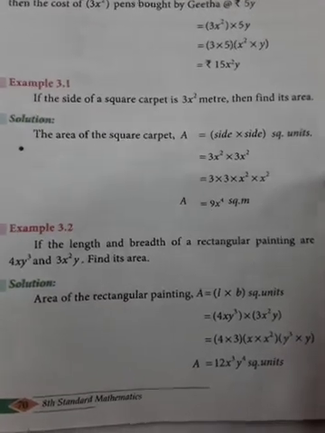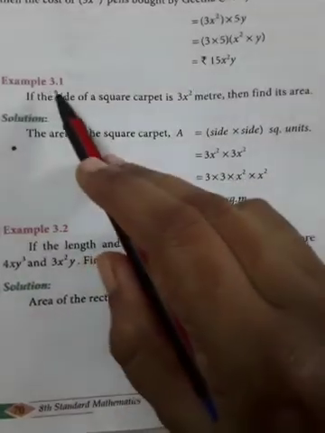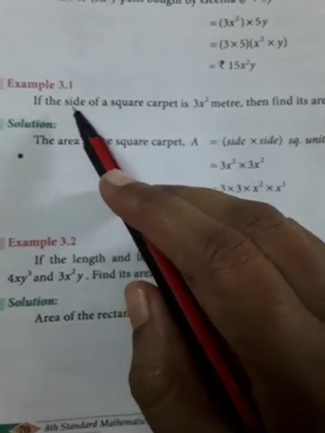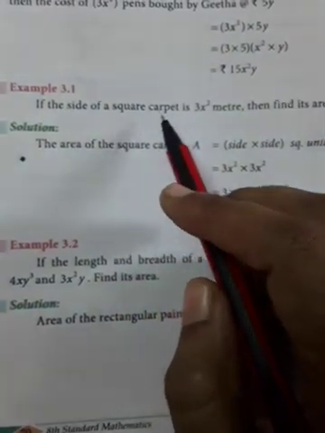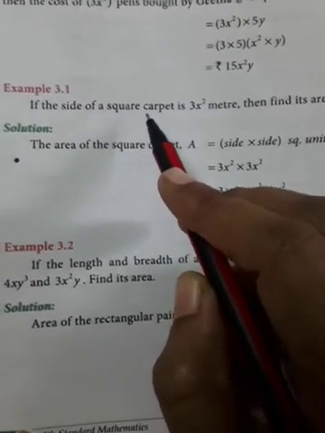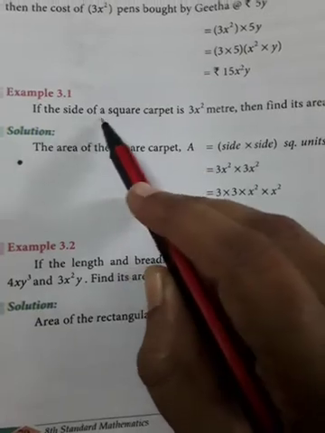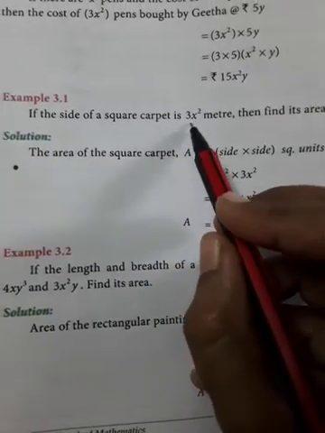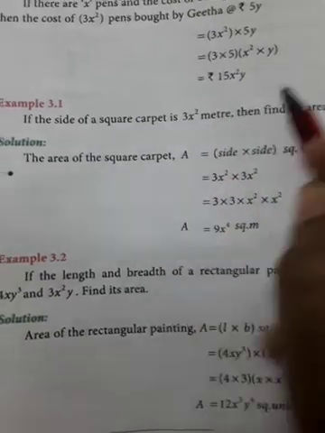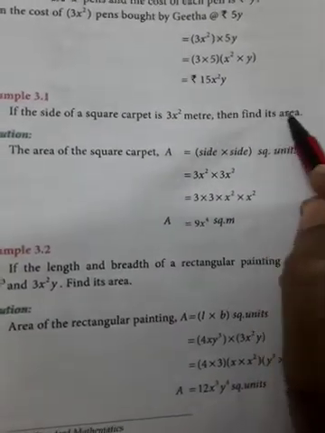Okay, now I am going to explain this example 3.1. Let's read the sum. If the side of a square carpet... so the first thing is, what is the shape? Square shape. Okay, what is given? Side of the square is given, that is 3x square meter. What you have to find is its area.